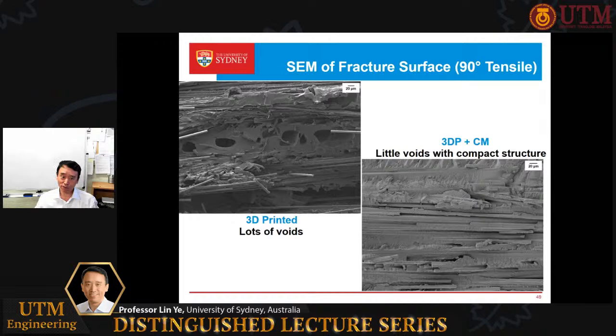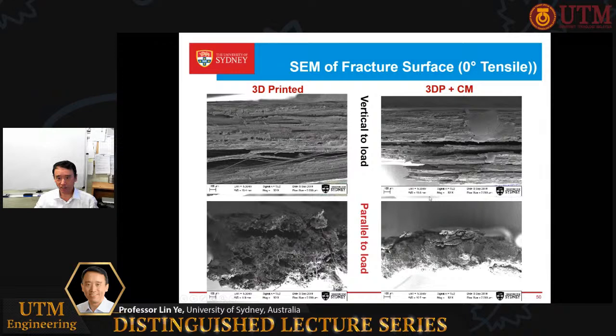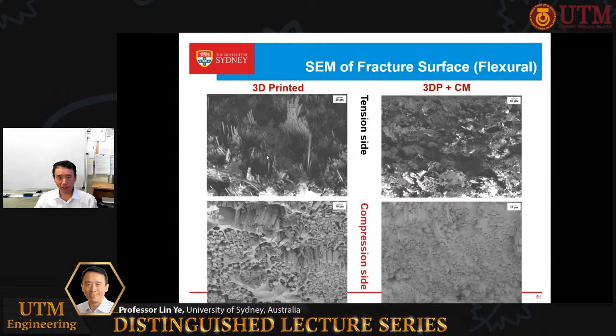This is a fracture surface on the 90 degree tensile. That means the load is perpendicular to the fiber; the layer printing direction was perpendicular to the printing direction of the fiber. So this is the tensile fracture, after compression molding. This is parallel to the load, this is vertical to the load. You can see the void is substantially reduced. This is also a fracture specimen. You can see there's a lot of bridging and pull out compared to those with better consolidation, where the voids were removed by compression molding.